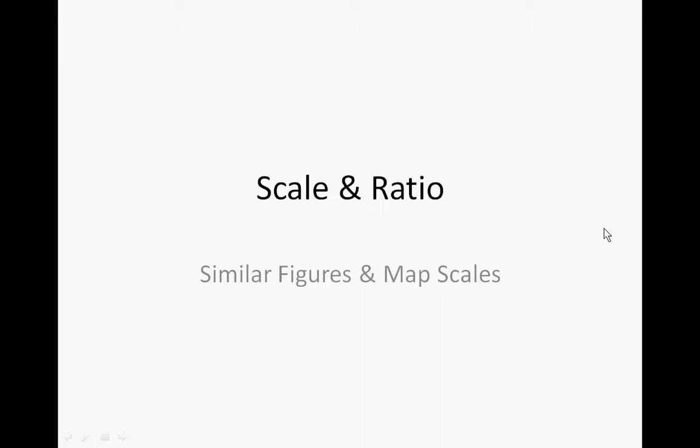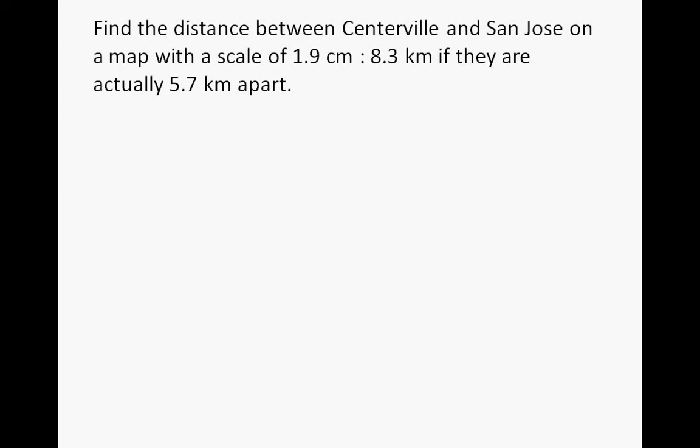We're going to take a look at applying our ratio and proportion problems to scale. So in these particular examples, we're going to do similar figures and map scales. All right, so our first scenario: find the distance between Centerville and San Jose on a map with a scale of 1.9 centimeters to 8.3 kilometers if they are actually 5.7 kilometers apart.